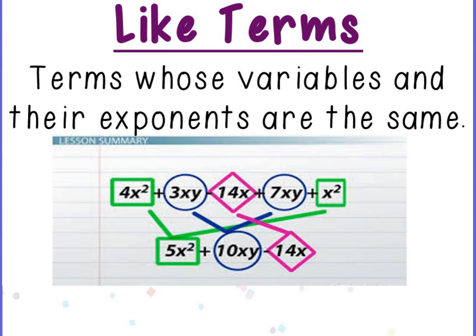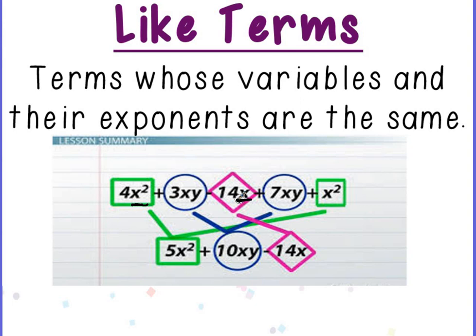Like terms. Like terms are terms whose variables and their exponents are the same. Alright, so here, even though I have 4x and 14x, they're not the same because here the x is squared and here it's just regular x.